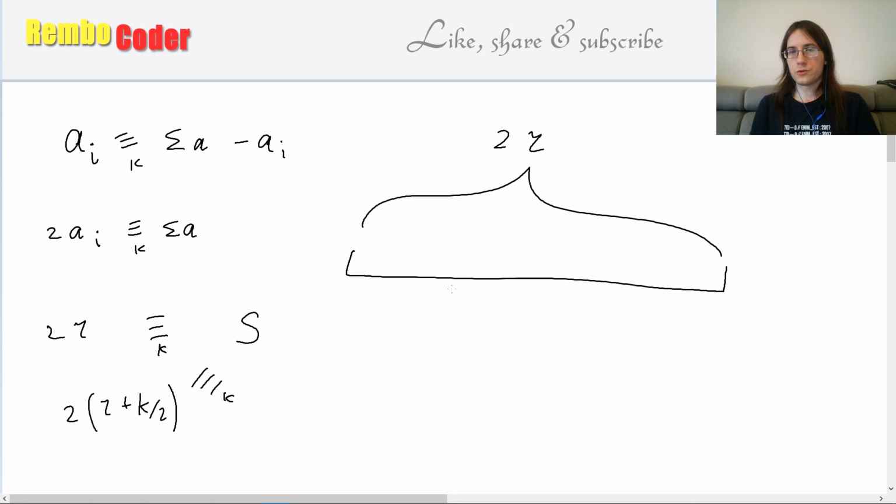We again will want to find the number of good arrays that have the sum exactly 2r modulo k. But now good arrays are those that will contain either r or r plus k over 2. So let's again try doing the same thing. First of all, let's calculate all the arrays that will have exactly the sum 2r, and it will be the same k to n minus 1 because of the same reasoning.